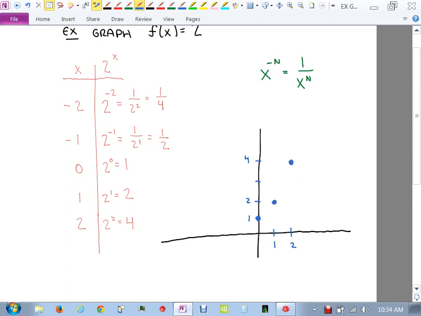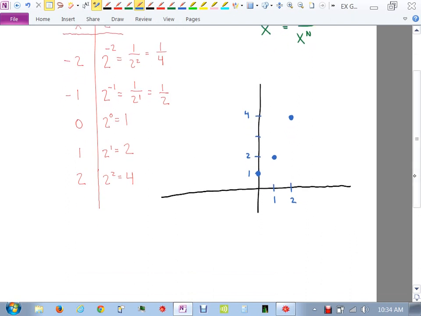And then the negative ones become a little bit hard to do, but we'll do our best, okay? At -1, where am I supposed to be? 1/2. So just go up to about right there. And at negative 2, where am I? A fourth, which is just slightly above the x-axis.